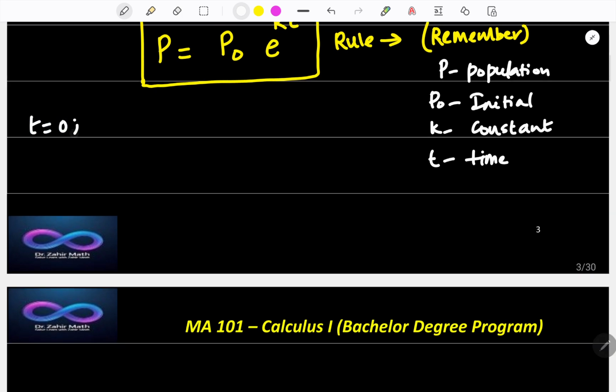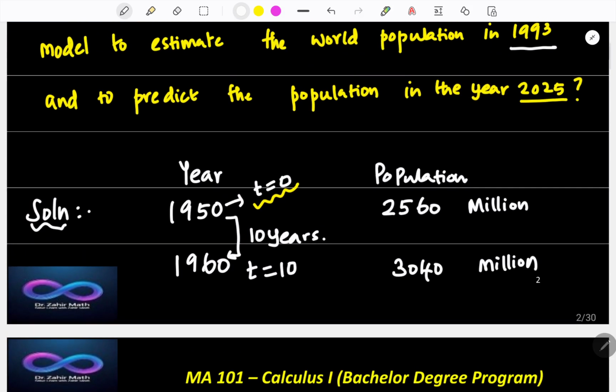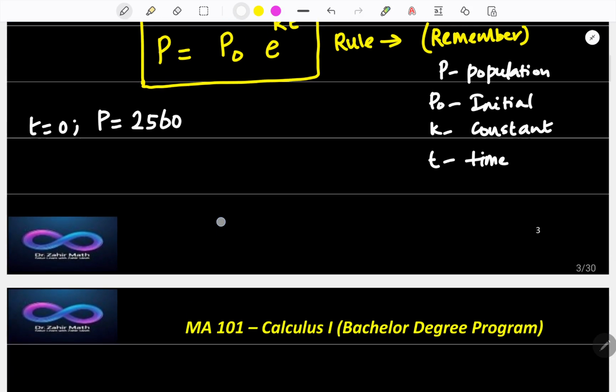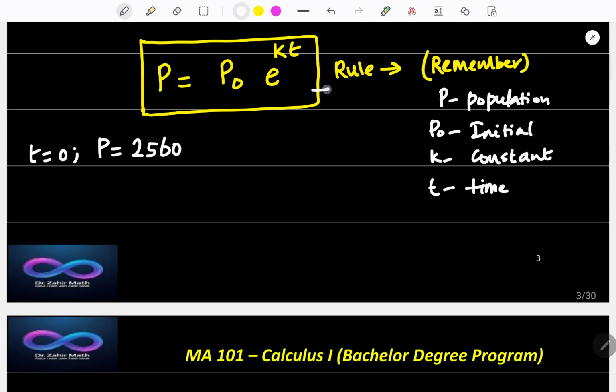At T equal to 0, the population P is equal to what? 2560 million. I'm going to use this one. So I'm going to apply this in this equation, put it in equation number 1.